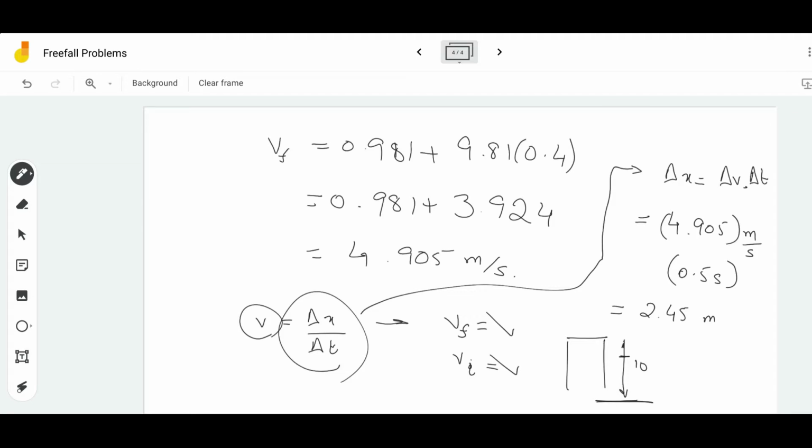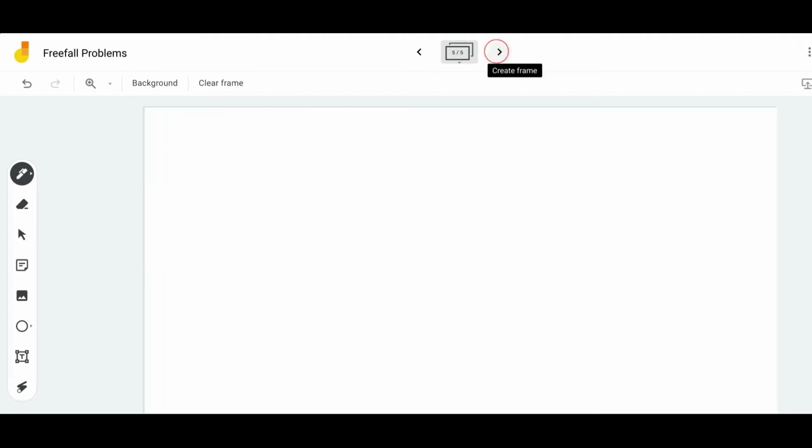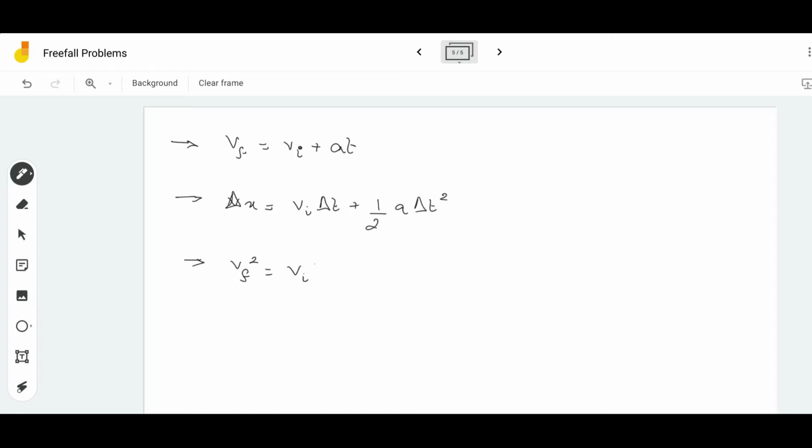So that's one way for you to solve it. You can keep on working with the time, and you'll see that eventually you'll get to this point. What is the other method that you can potentially use? Let's go back to our original equations that we derived earlier. So we have one equation that says Vf is equal to Vi plus at, right? That's our one equation. Our second equation is that delta x is given as Vi delta t plus half a delta t squared. And then our third equation was Vf squared is equal to Vi squared plus 2a delta x.